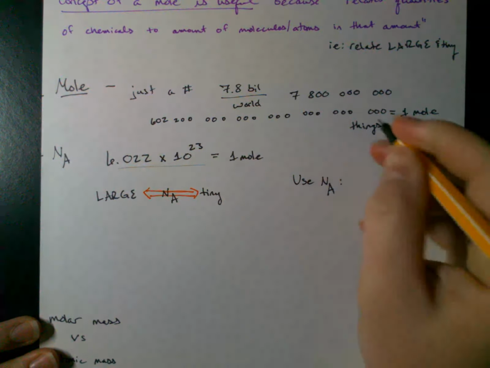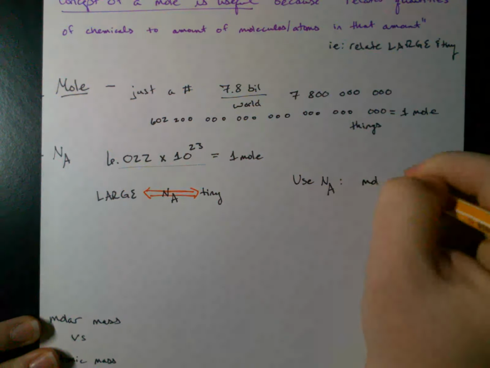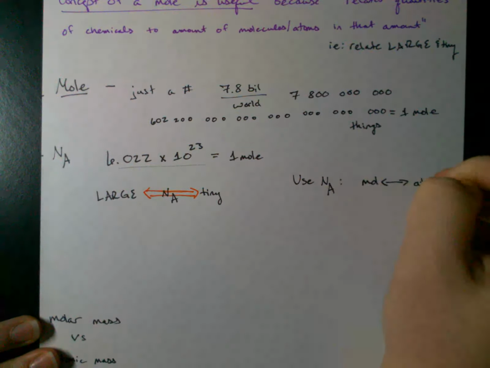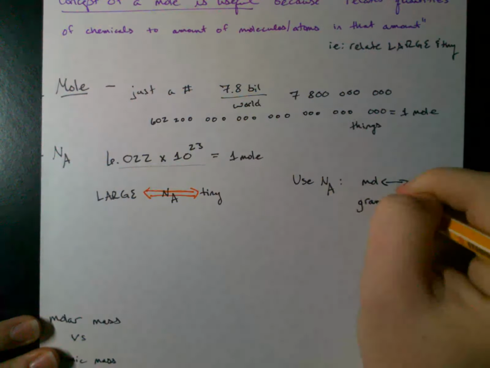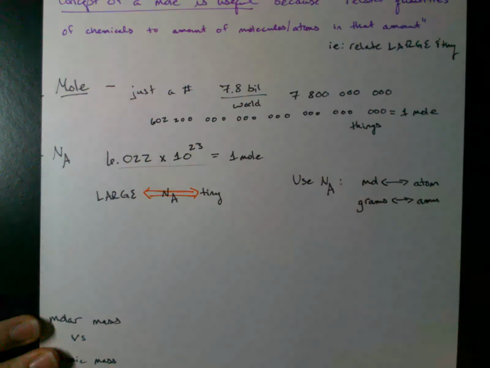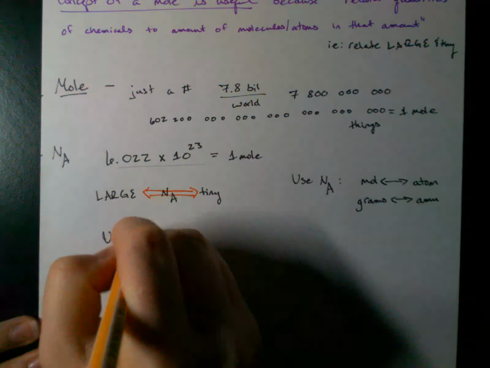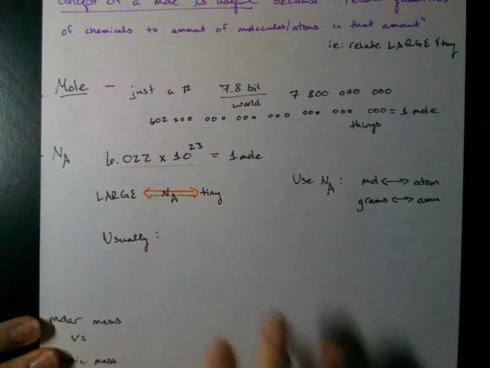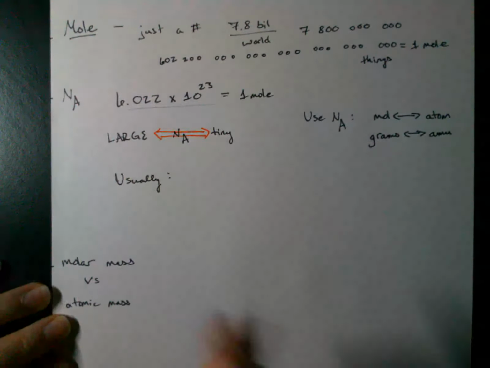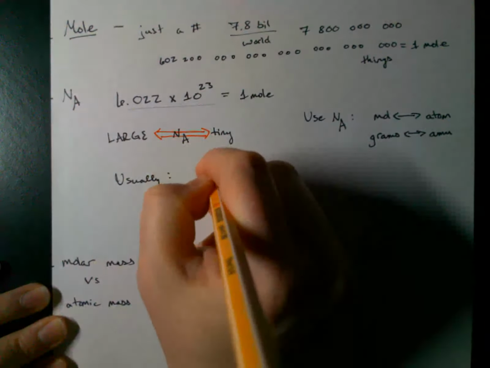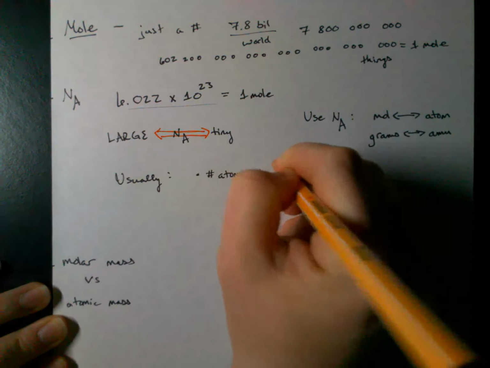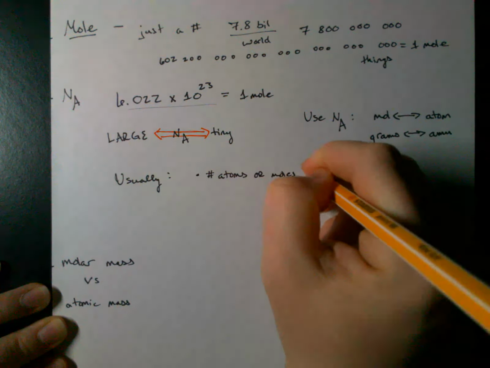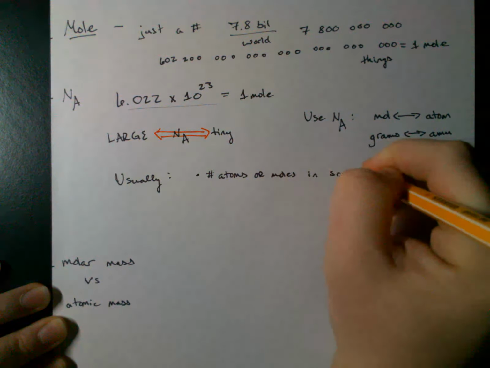So we'll use Avogadro's number whenever we're going from moles back and forth to atoms, or if we're going from grams back and forth to AMU, right? So I can go from atoms to moles and moles to atoms. Now, usually we are going to ask for a number of atoms or some number of moles that's in some mass, right? Some amount.